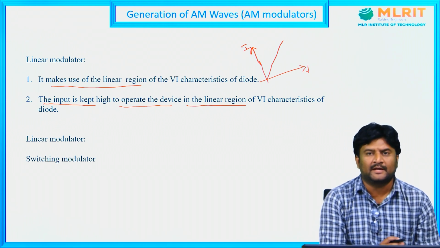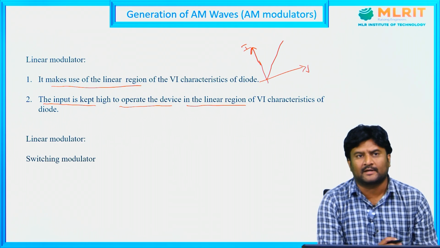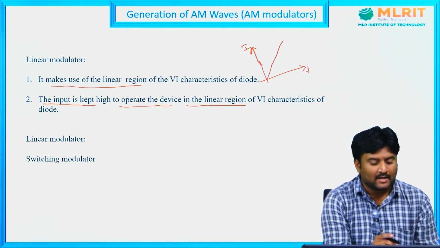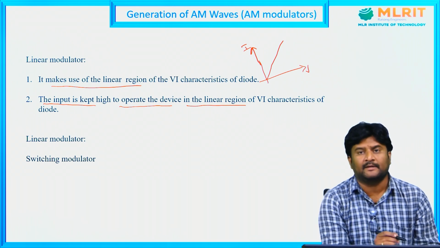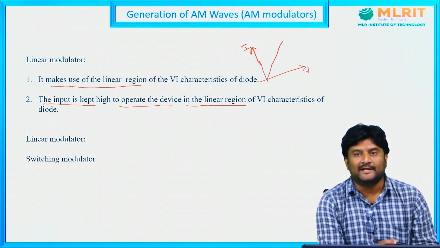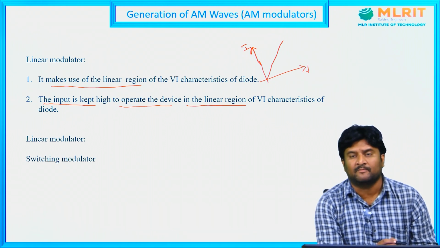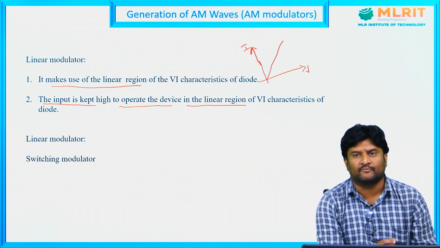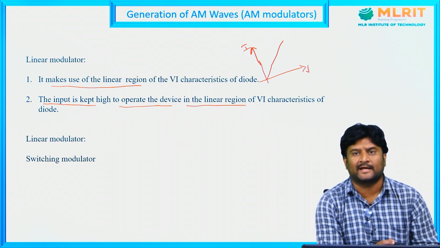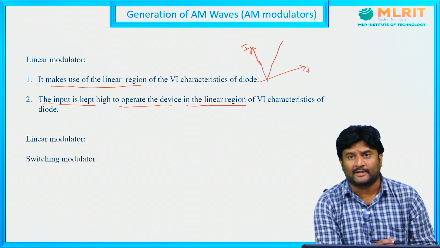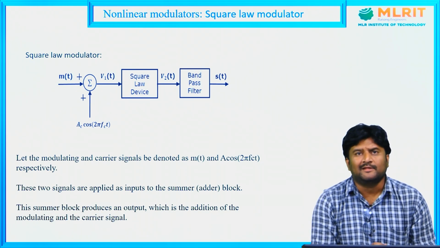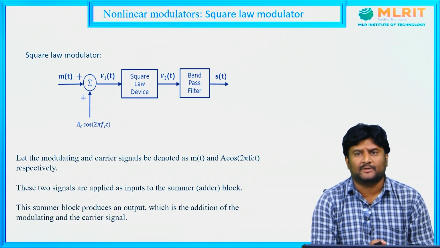What is the example here? A switching modulator is the example for the linear modulator. That means the non-linear modulators are the square law modulator and the balanced modulator, and the linear modulator example is the switching modulator. In this session, we are discussing one example under non-linear and one example for linear modulator. Go for the first one: non-linear modulators, the example is the square law modulator.